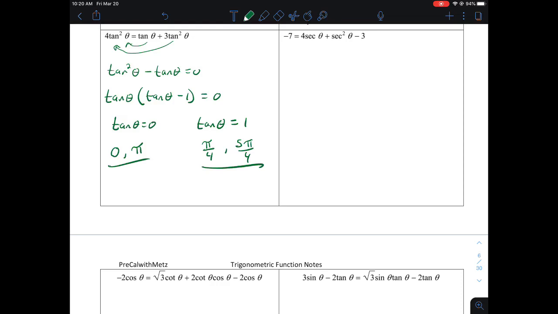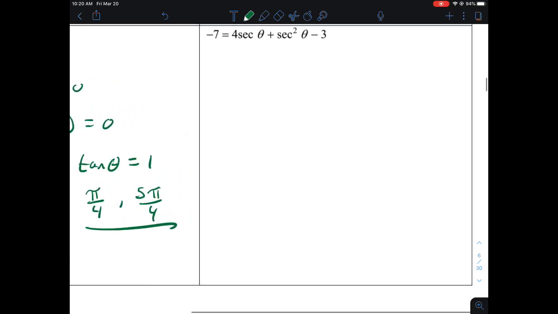All right, sliding over to the one beside it. All right, this one here. Same approach. I see secant and I see secant squared and I have a constant. So I want to get everything on the same side, put one side equal to 0. So I'm going to move everything to the right-hand side and I'm going to put the squared term first. So 0 equals secant squared theta plus 4 secant of theta plus 4.